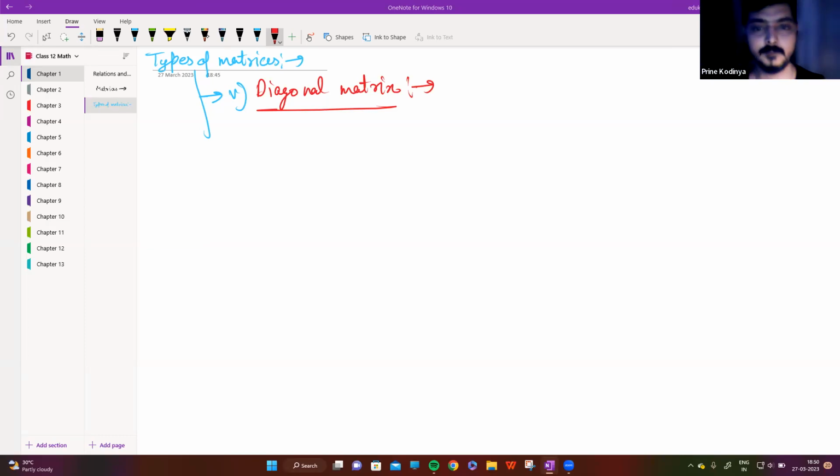So diagonal matrices are those matrices in which your diagonal elements will have some particular value, but all the non-diagonal elements will be zero. Now, how to represent this? Let's say we have this A matrix whose elements are Aij, right? And whose order is n cross n. So a diagonal matrix can only be a square matrix because we are talking about diagonal elements. As soon as we talk about diagonal elements, right there and then we get to know that the matrix involved is a square matrix, right? So A is equal to Aij, n cross n, is a square matrix.